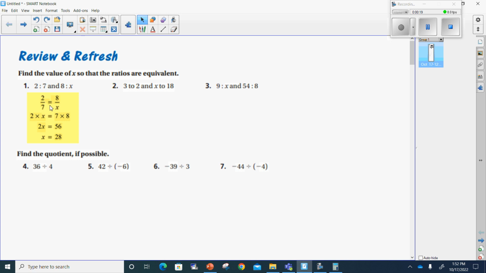I got 2 over 7 equals 8 over x. When I cross multiply, 2 times x has to equal 7 times 8. 7 times 8 is 56. 56 divided by 2 will give you 28, so x is 28.